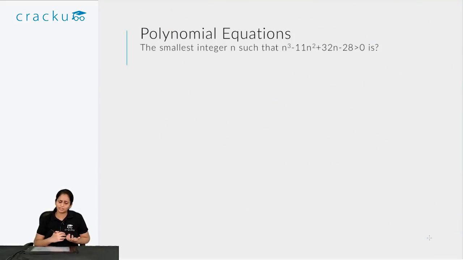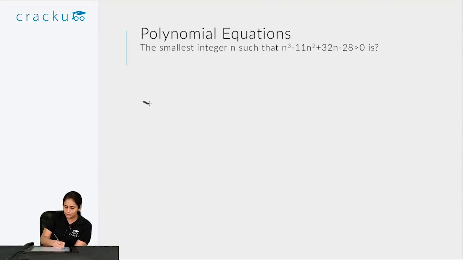As I said, polynomial equation questions tend to be on the harder side. A very good example of that is this question. The smallest integer n such that n cube minus 11n square plus 32n minus 28 is greater than 0 is. So in such cases, I would recommend not solving it because this is a time consuming question. It might seem like a short question, but to actually solve this question, you would take a decent bit of time.